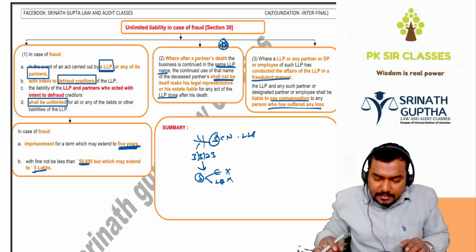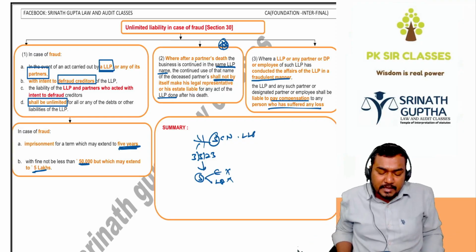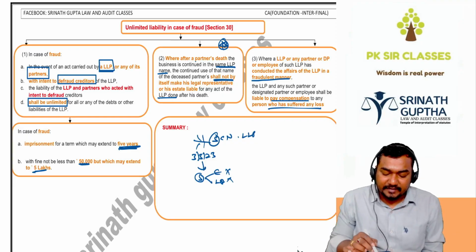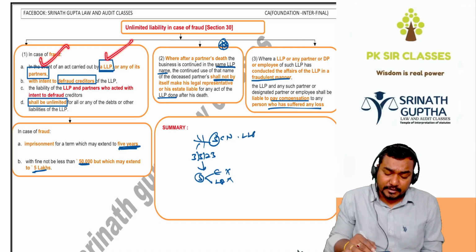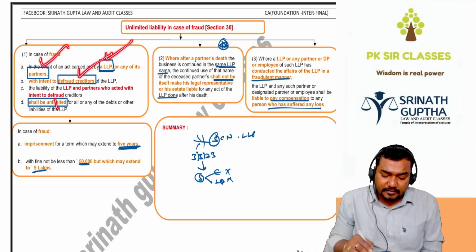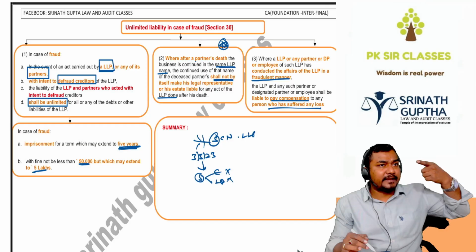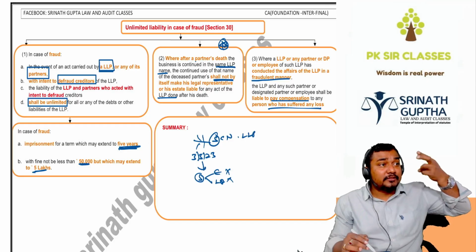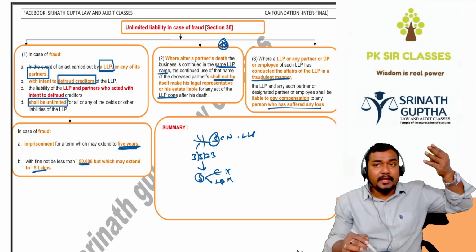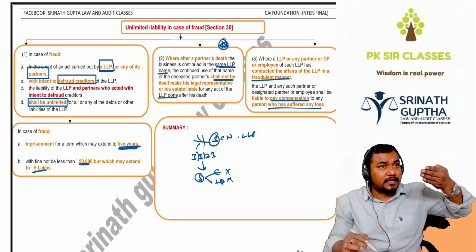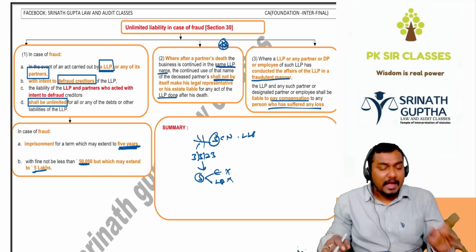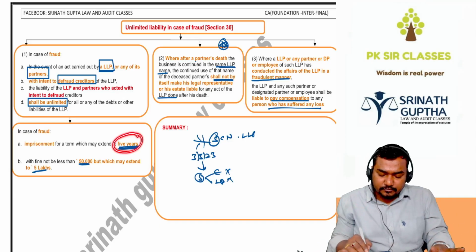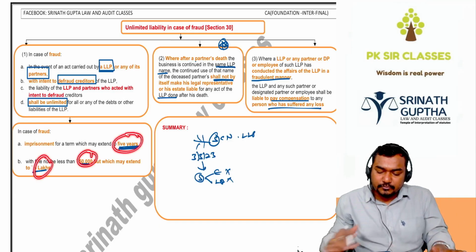Next, unlimited liability in case of fraud. In the event of any activity carried on by an LLP or partner with the intent to defraud, the liability will become unlimited. If a partner or the LLP is doing any activity with the intent to defraud the creditors or customers, then such partner's liability and the LLP's liability will become unlimited for the transaction. Done. And in case of fraud, imprisonment up to 5 years, fine 50,000 rupees to 5 lakh rupees.